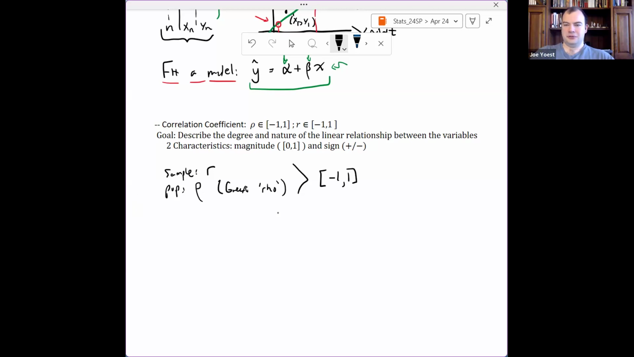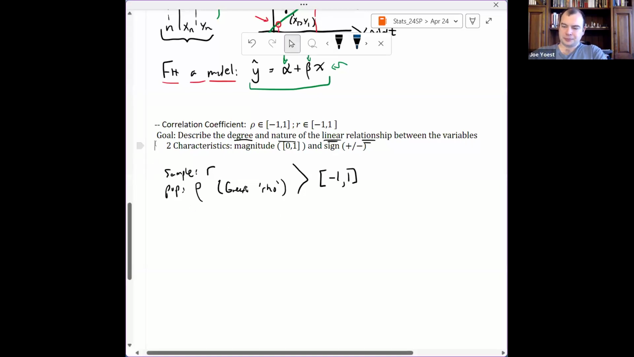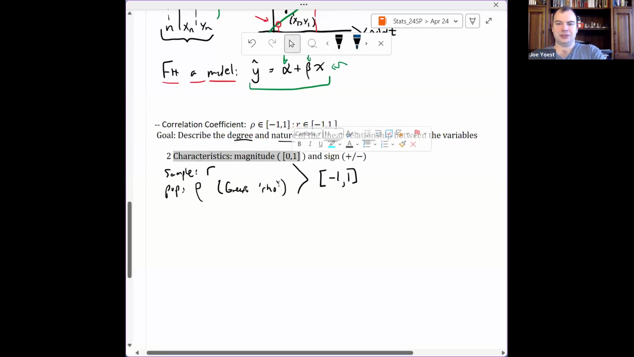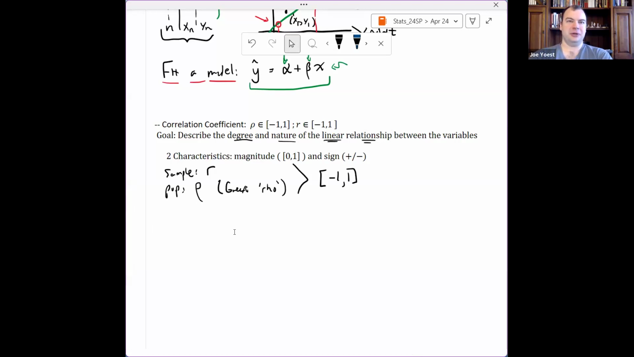So what is the goal of correlation? It's to describe the degree and nature, or maybe the strength and direction, of the linear relationship between the variables. And there are two characteristics that we're interested in: the magnitude. The magnitude is the absolute value. It's between 0 and 1, including the endpoints. And the sign, it can be positive or negative.